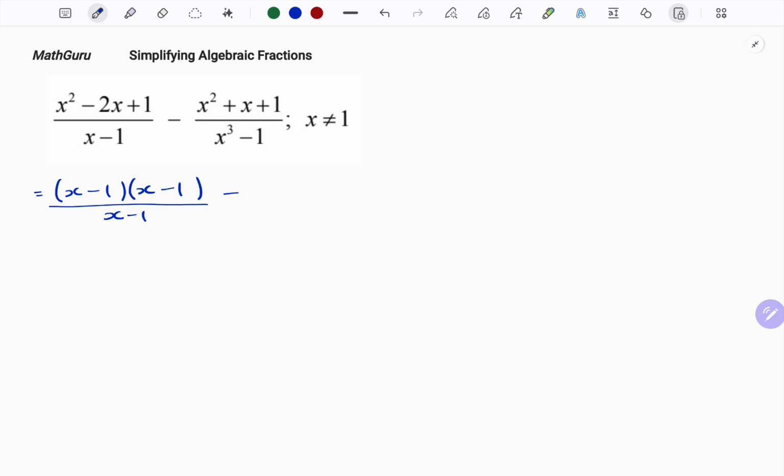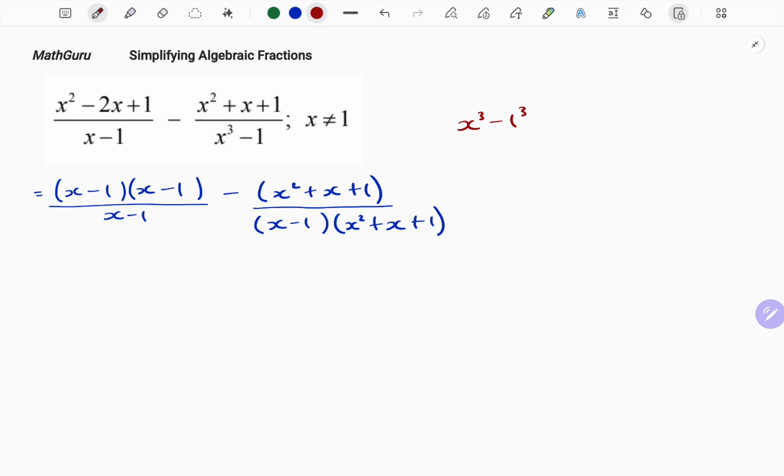I'm going to leave the term x squared plus x plus 1 as it is. I can't factorize that, so it stays as x squared plus x plus 1. But if I look at my denominator, x cubed minus 1 can be rewritten as x cubed minus 1 cubed, and that is the difference of 2 cubes. So using the factorization method for difference of 2 cubes, I have that as x minus 1 multiplying x squared plus 1 times x, then 1 squared is 1.